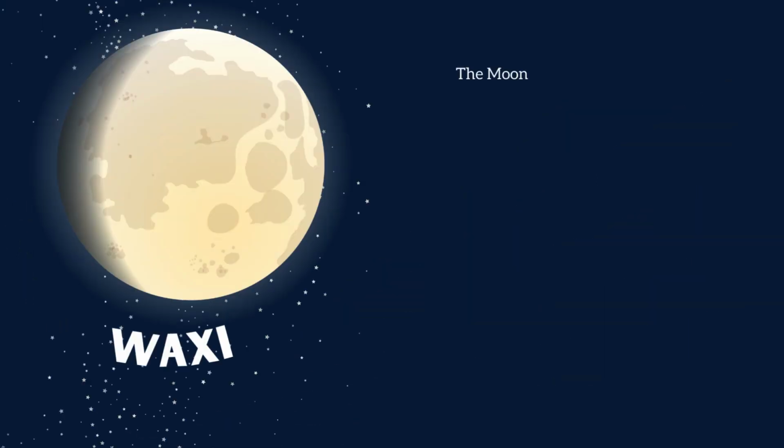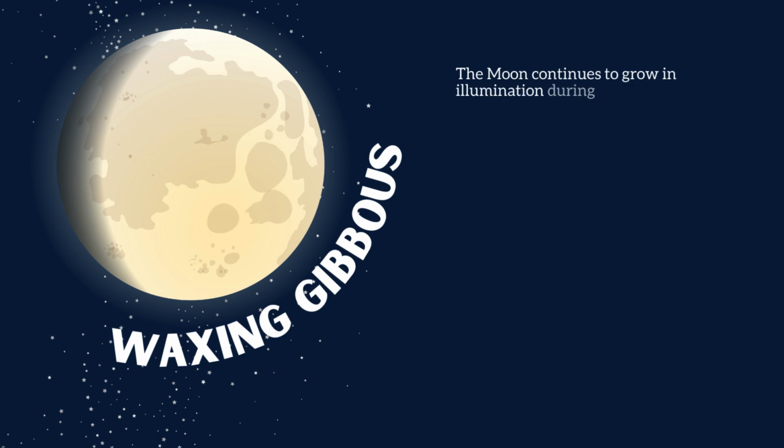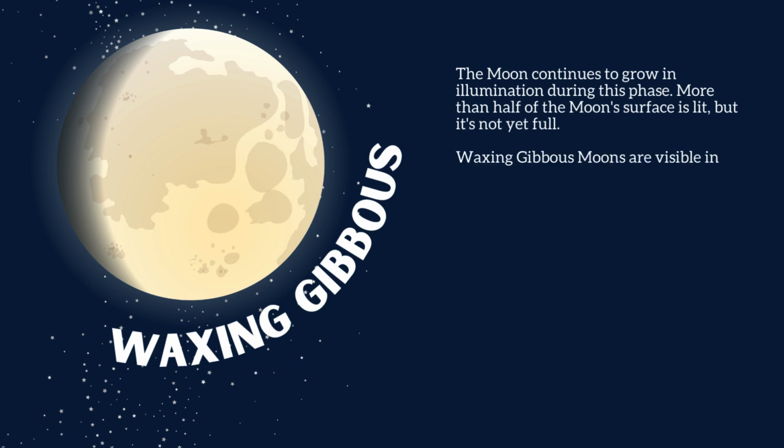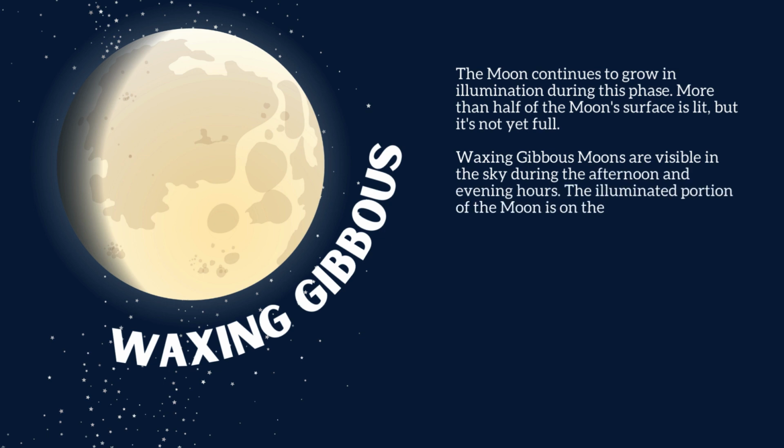The moon continues to grow in illumination during this phase. More than half of the moon's surface is lit, but it's not yet full. Waxing gibbous moons are visible in the sky during the afternoon and evening hours. The illuminated portion of the moon is on the right side in the northern hemisphere or the left side in the southern hemisphere of the moon's disk.